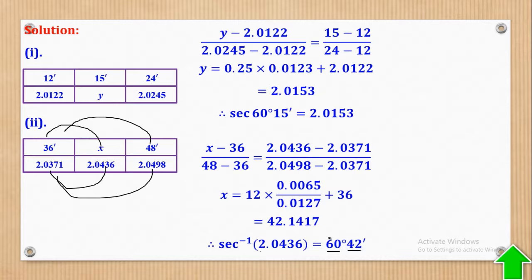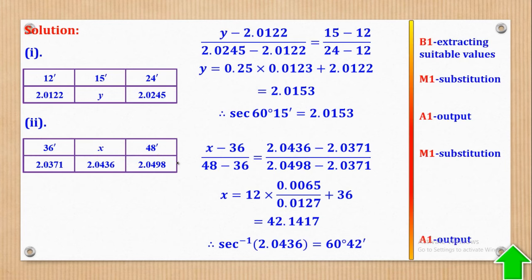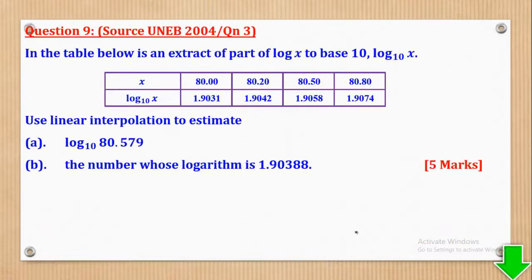Like I said, the meaning of this prime is to bypass the decimal point, so that means that we won't add on this part of the decimal point, because this prime was used to eliminate the decimal point. So basically that's what they wanted. Now let's see how much can be awarded. So B1 is for this, M1 for this, A1 for this, M1 for that, A1 for that. So that was question 8.